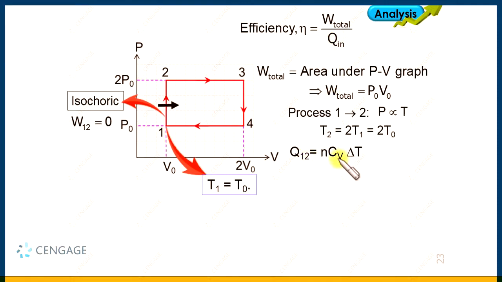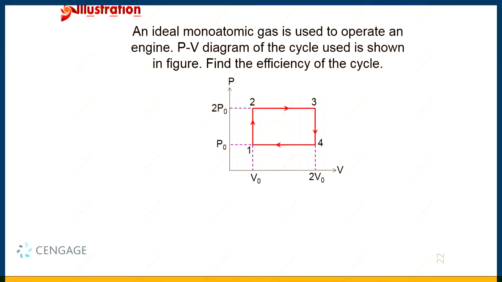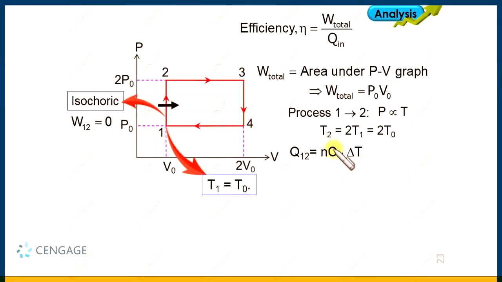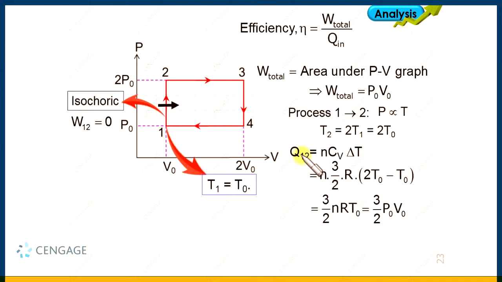Let us calculate this value. This is a monoatomic gas, and for a monoatomic gas CV equals 3 by 2 R. So n multiplied by 3 by 2 R, multiplied by 2T naught minus T naught, equals 3 by 2 nRT naught, and from the ideal gas equation nRT naught is nothing but P naught V naught. So this value is 3 by 2 P naught V naught. That is the heat absorbed in process 1 2. This is positive, that is a Q in.